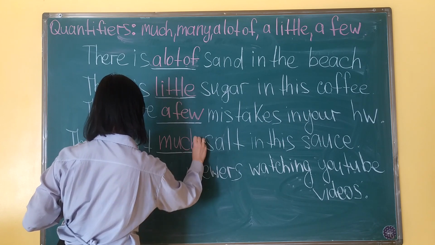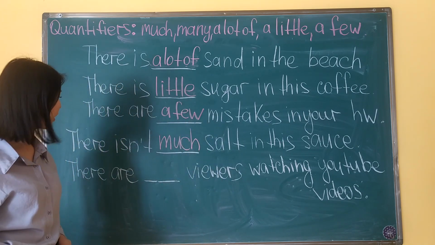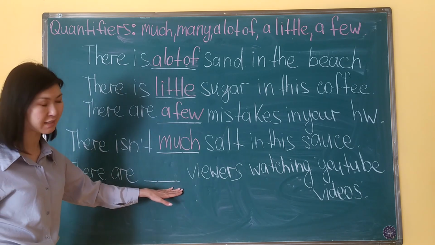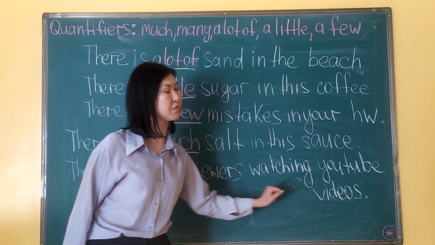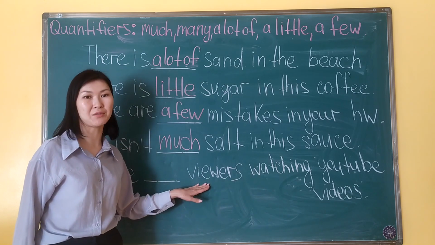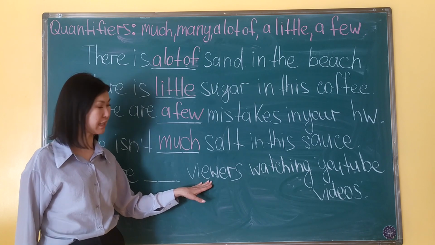Write down, please. There isn't much salt in this sauce. And the last one: there are blank viewers watching YouTube videos. So, viewers, is it countable or uncountable? Viewers is a countable noun, right?